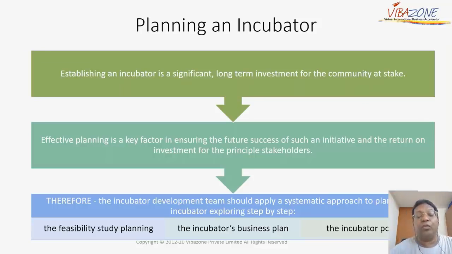Once you've done that, you need to move on to the next stage where you have to effectively plan what the key factors are that you need to look at to ensure that you're going to have a successful initiative, and how you're going to get your returns for your principal stakeholder. In this case it would be the host institution. Once you have done that, you have to work through three things. The first thing you need to do is a feasibility study. Once you've done the feasibility study, you need to do the incubator business plan next, and third, you need to have policies for your incubator. Now let's take a look at each one of these one at a time.